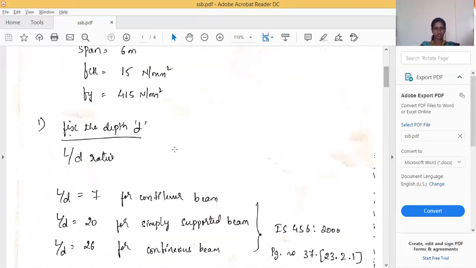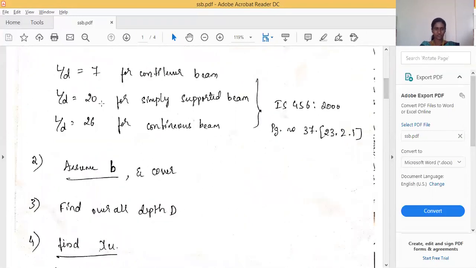So first step is we have to fix the depth. So how will you fix the depth? We have L by D ratio for the different types of beams. So L by D ratio is 7 for cantilever beam, 20 for simply supported beam, and 26 for continuous beam. So these values we get from IS 456 2000 from page number 37. By making use of this, we can find out the D.